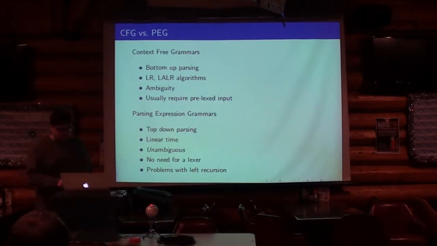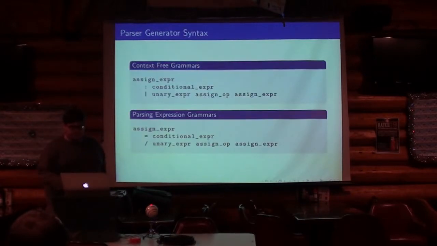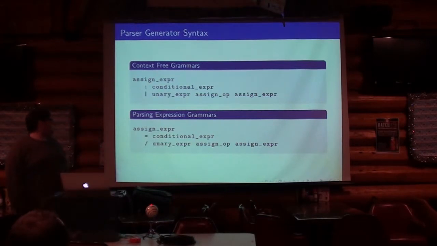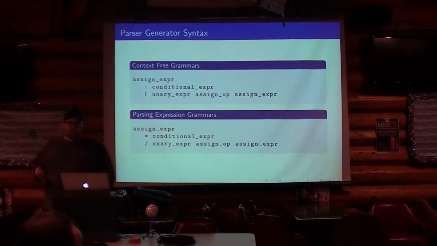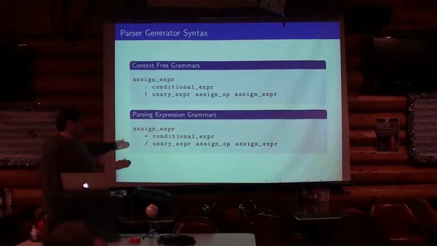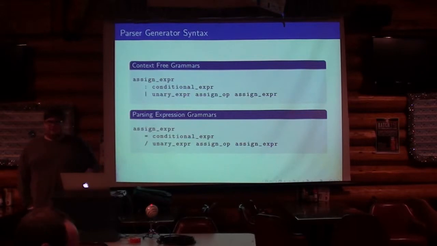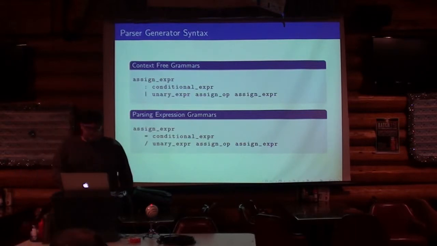If I go back a slide. In parsing expression grammars, they'll check for a conditional expression first, and then for the second thing, they won't just shift and reduce like bottom-up parsing will. So if a conditional expression succeeds, it'll never check the other thing. And this is more obvious in a different example where one is a subset of the other.